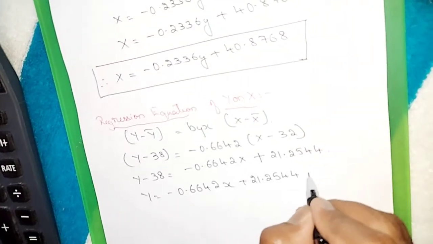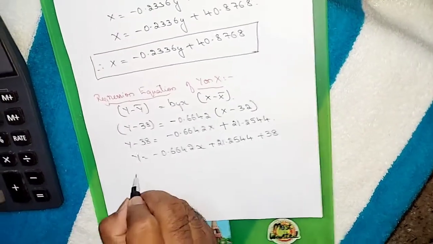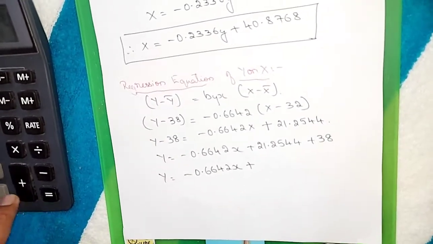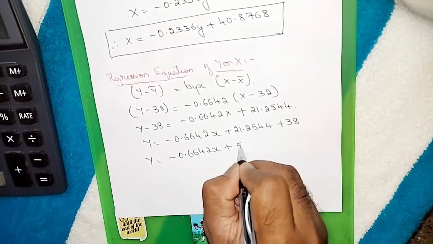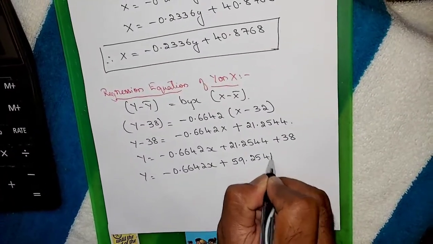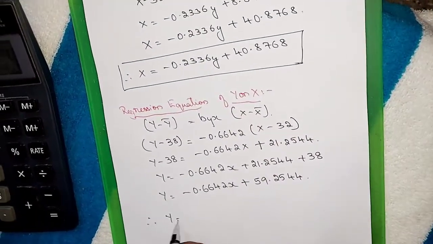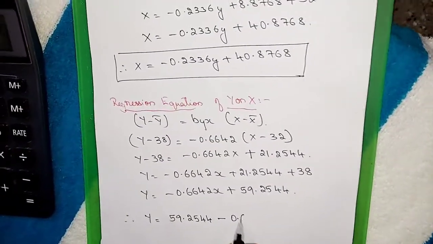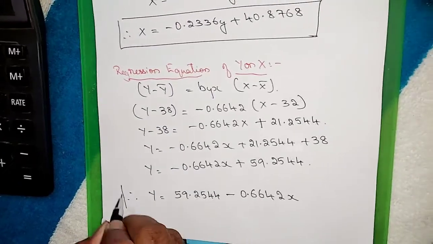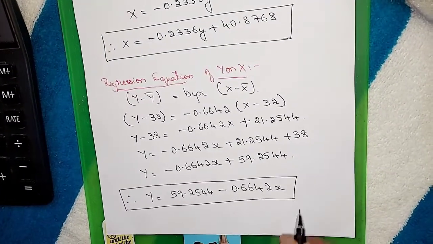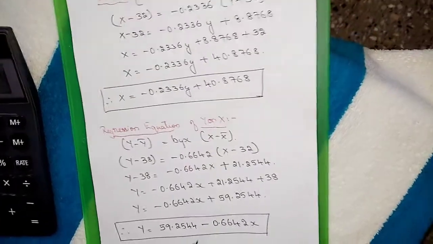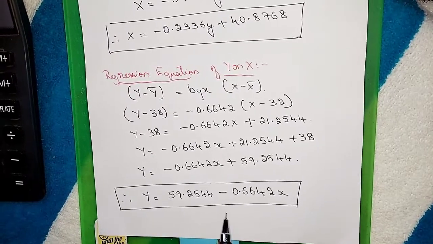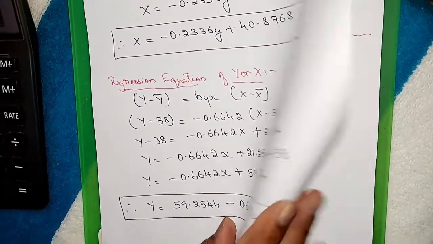Minus 38, when it comes to the right side, becomes plus 38. Y is equal to minus 0.6642 x plus 38 plus 21.2544, which is 59.2544. Therefore the regression equation of y on x is y equals 59.2544 minus 0.6642 x. This is the regression equation of y on x. So till now we have computed two things. One is the regression coefficients. The second is the regression equations.